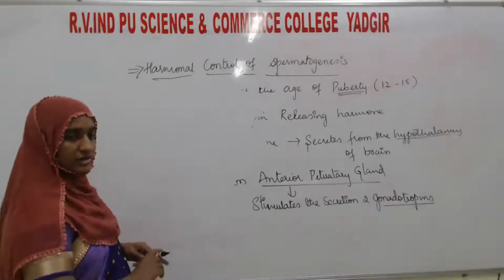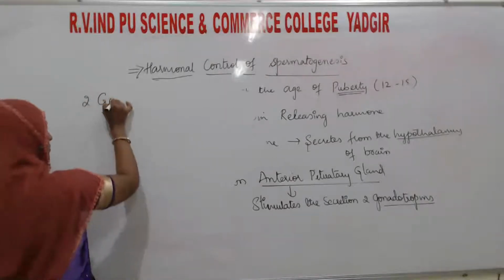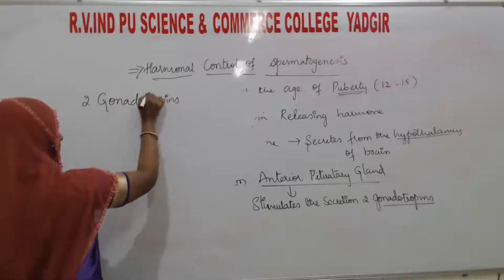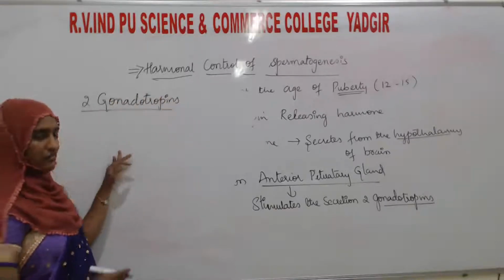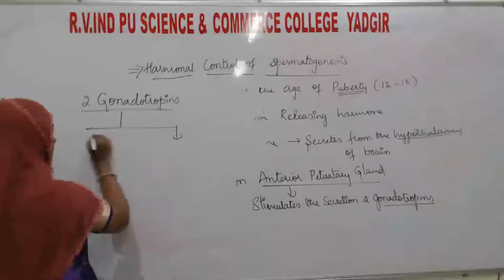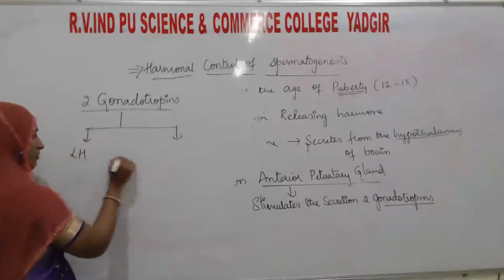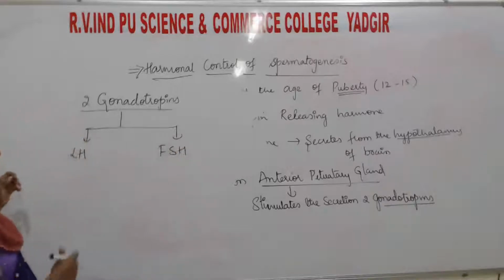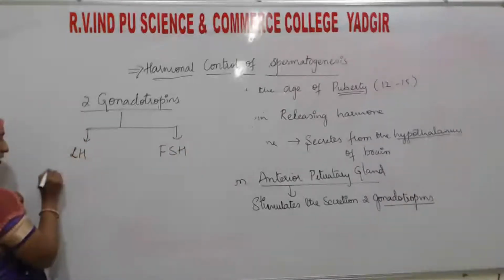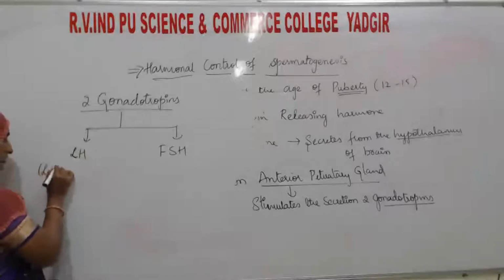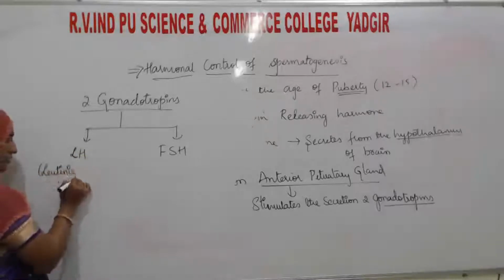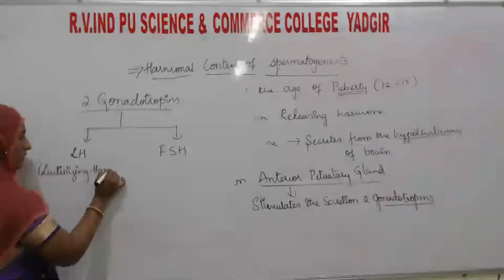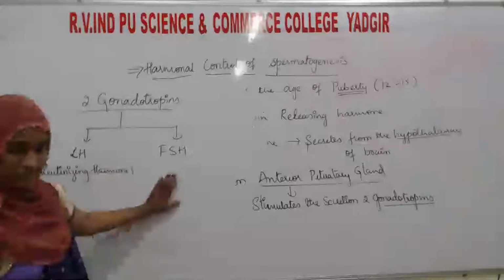It does stimulate the secretion of two gonadotropins. What are the two gonadotropins? One is LH and one more is FSH. This is very important. LH means luteinizing hormone, and one more, FSH, means follicular stimulating hormone.